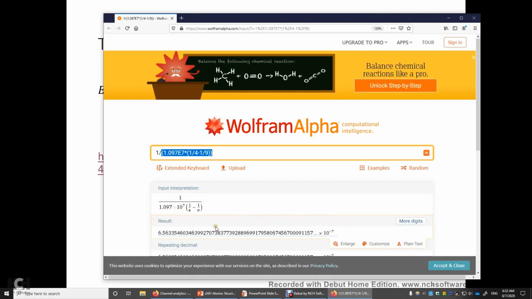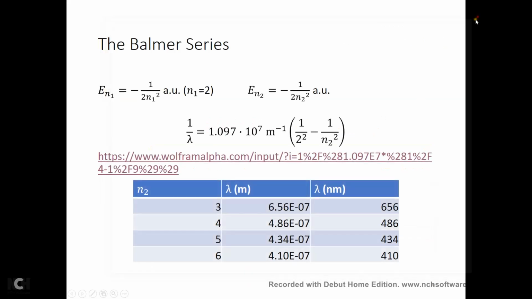And we can convert this to nanometers. It's just 656 nanometers. So that's why we have this number here. You can plug in number 4, 5, 6 and get the 3 other spectral lines. Again, these 4 spectral lines are within the visible range. I think the visible range is roughly between 400 nanometers to 750 nanometers.